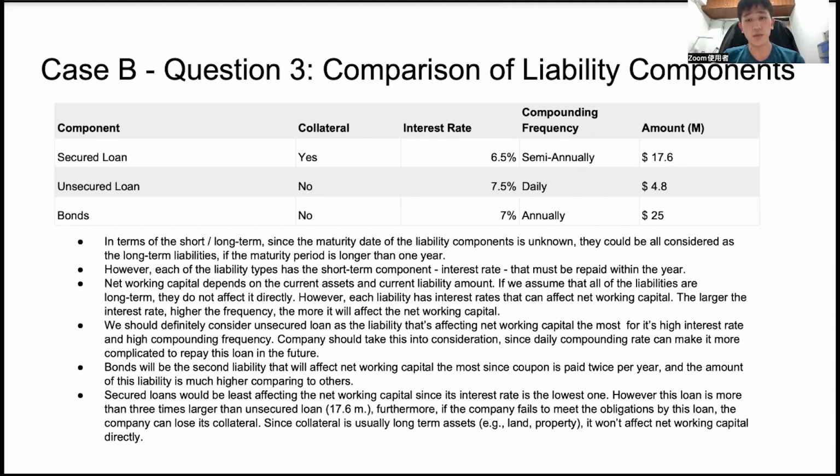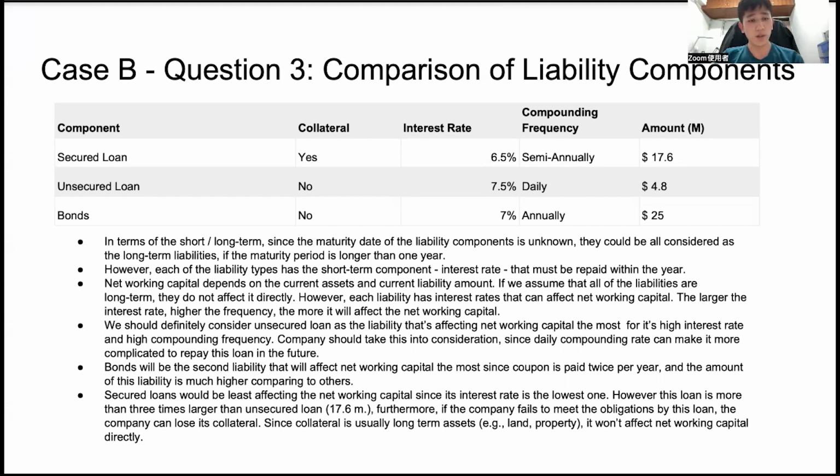However, each liability has interest rates that can affect net working capital. The larger the interest rate and the higher the compounding frequency, the more it would affect the net working capital. We should definitely consider an unsecured loan as the liability that's affecting net working capital the most for its high interest rate and high compounding frequency. Companies should take this into consideration since daily compounding can make it more complicated to repay this loan in the future.